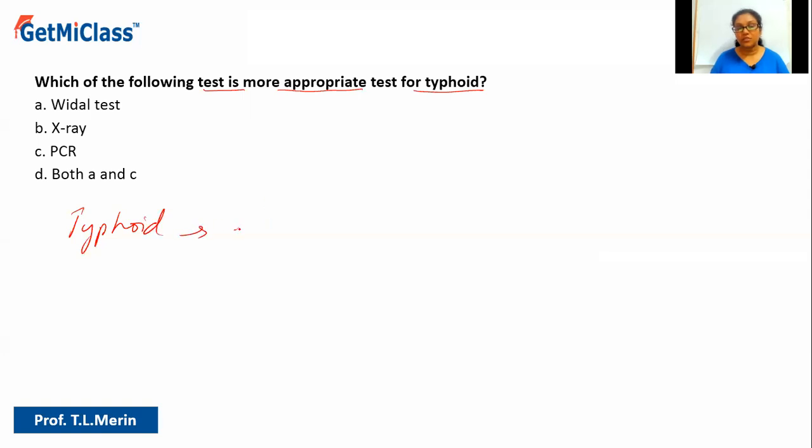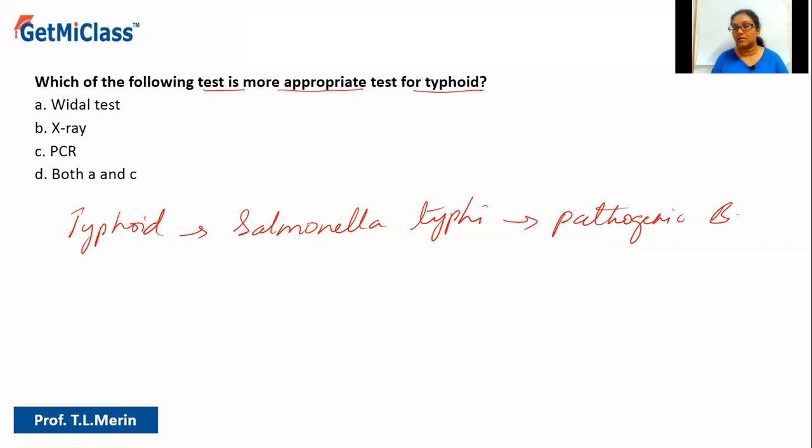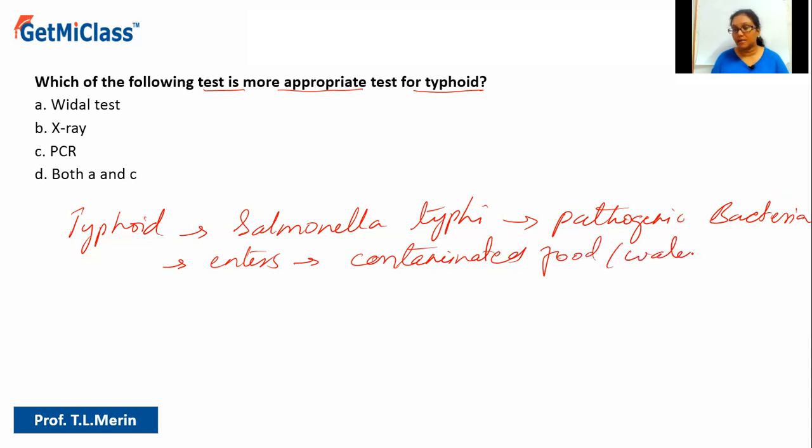Typhoid is a disease which is caused by an organism which is called as Salmonella typhi. Now, Salmonella typhi is a type of what? It is a type of pathogenic bacteria. Mainly, it enters through contaminated food, water, etc. Contaminated food and water mainly.